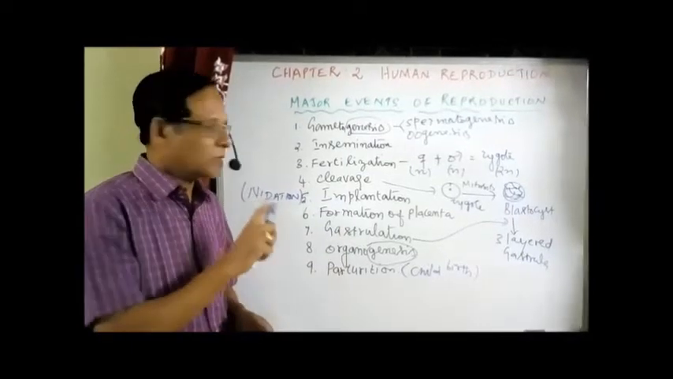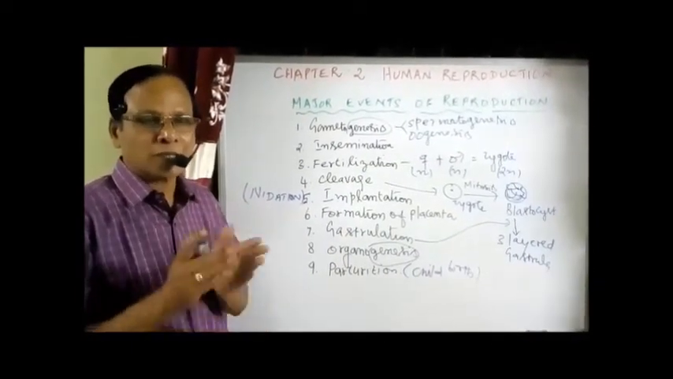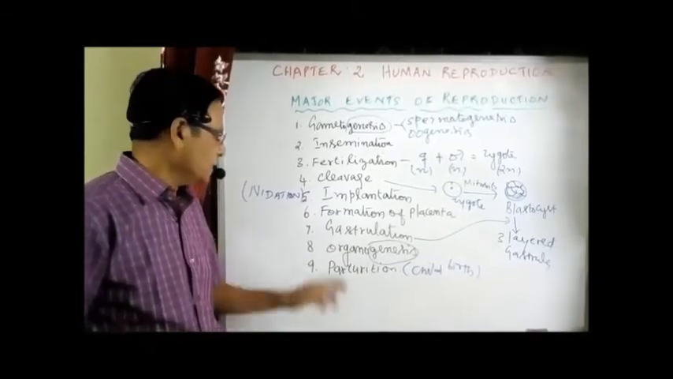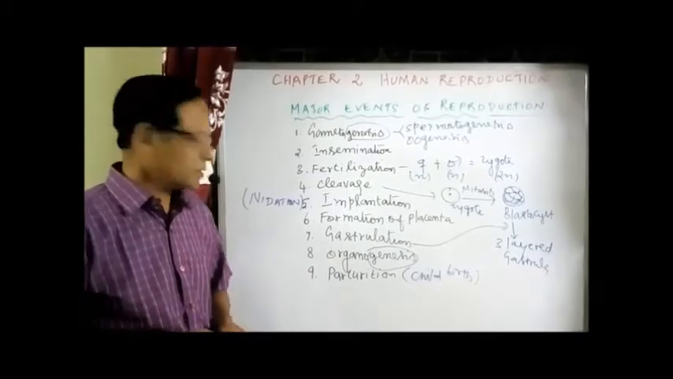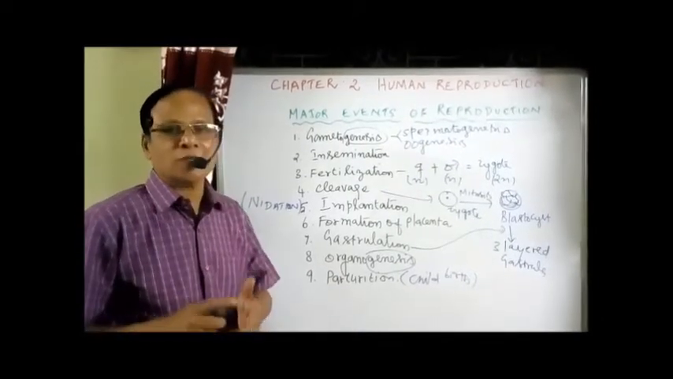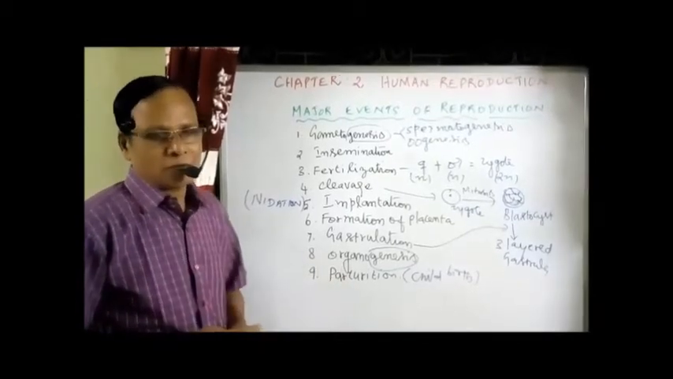gastrulation, conversion of blastocyst into what is called gastrula with the three germ layers: ectoderm, endoderm and mesoderm. Then organogenesis, formation of tissues, organs and organ systems, and parturition, nothing but the childbirth. Now how are these functions carried out? We have to see.